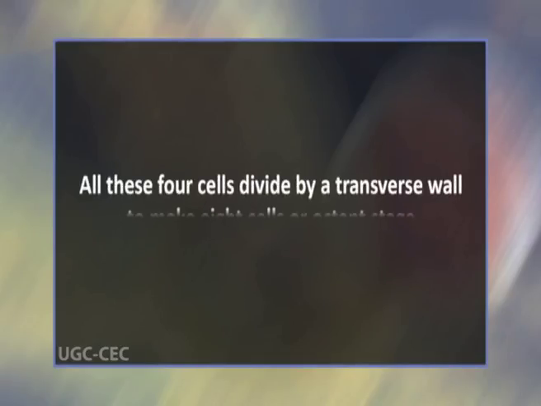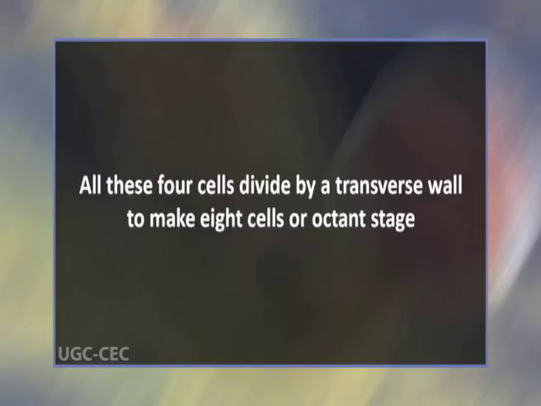The antheridial mother cell enlarges and divides by 2 successive vertical divisions at right angle to each other to make a quadrant. All these 4 cells divide by a transverse wall to make 8 cells or octant stage. Each cell of the octant divides periclinally and forms 2 layers of 8 cells each. The cells of inner or outer layer divide periclinally to make 3 radial layers of 8 cells each.